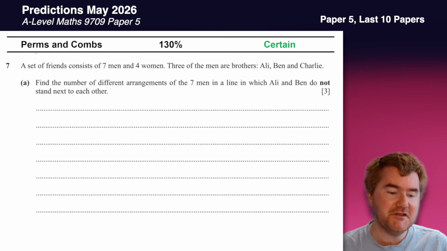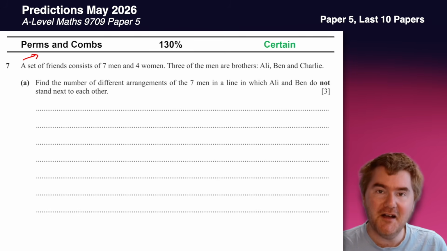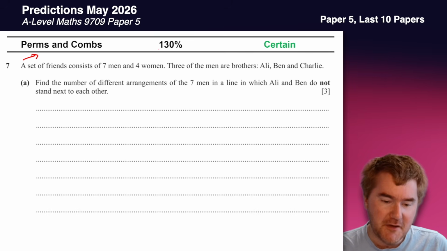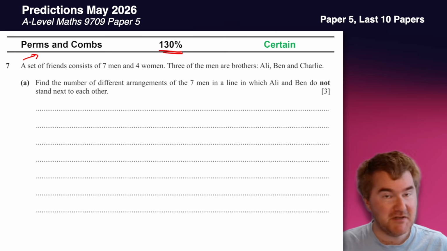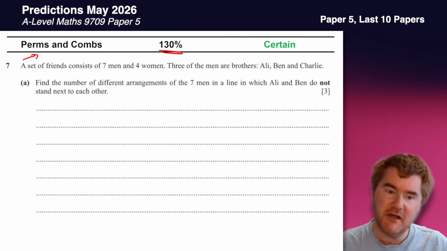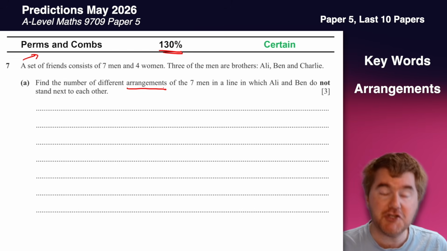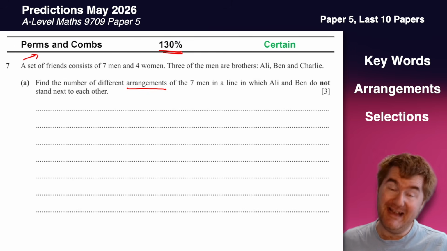On to permutations and combinations, which is probably the opposite of what I've just said. It's probably the hardest topic on the exam. And notice it's a whopping 130%, which means it can usually be a question, sometimes a question and a half. And notice here, we need to look for those two keywords, arrangements, which is in this question, or selections. That helps you decide to do nPr or nCr.